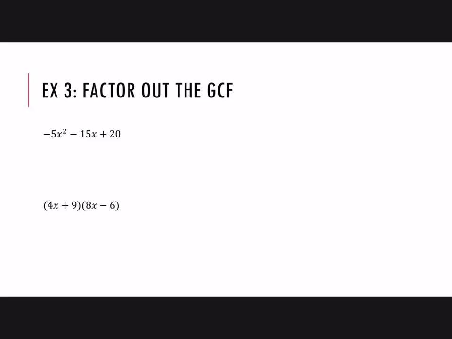We can also factor out the greatest common factor from 3 different terms, from a trinomial. So I will do the same thing. I'll make a list of the terms: negative 5x squared, negative 15x, and positive 20. Then I'm going to list all of the primes and variables. And if there are negatives, then I'm also going to write those.